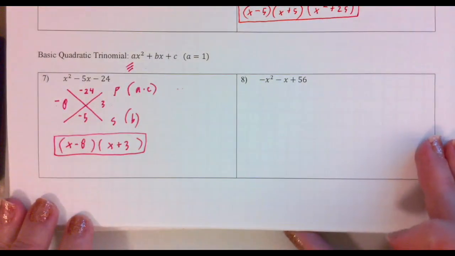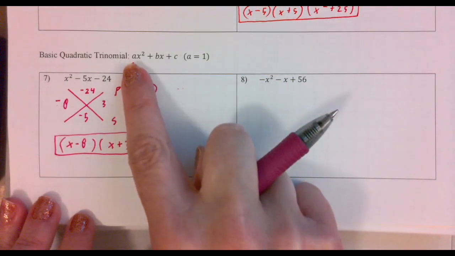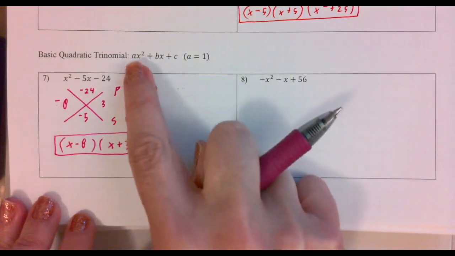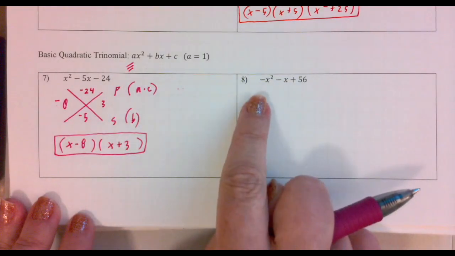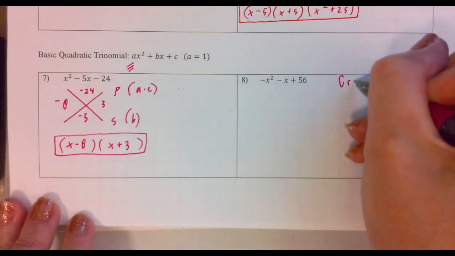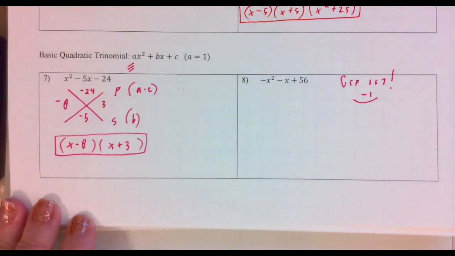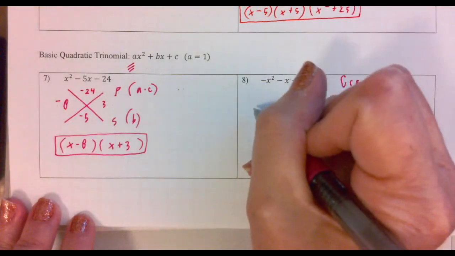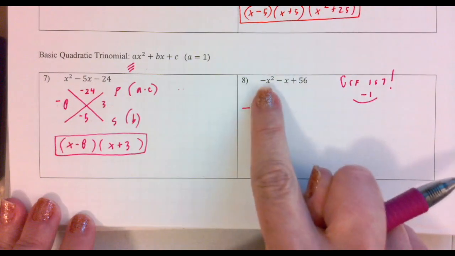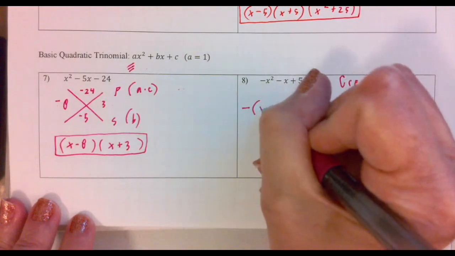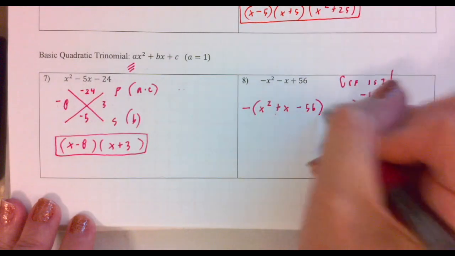All right, this very last one, well, look at it for a moment. Is the A value 1? I'm being a little sneaky here. The A value is not 1, the A value is negative 1. So that means that you have a GCF to deal with first. That negative 1 is a GCF. Divide it out first. If I divide out a negative 1 from each of these terms, all of the signs flip. So I now have x squared plus x minus 56.